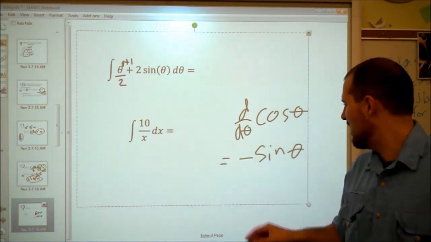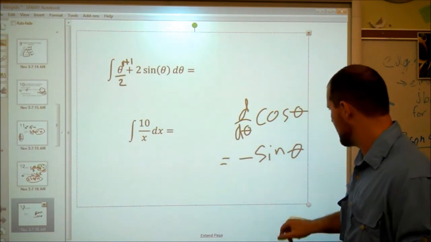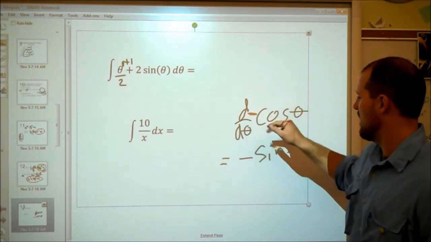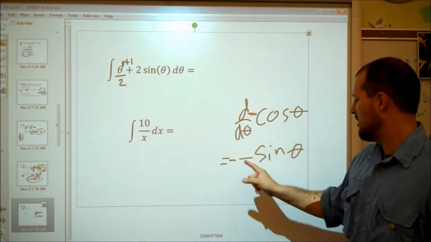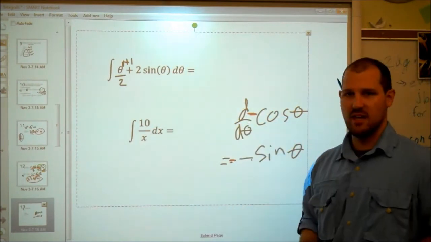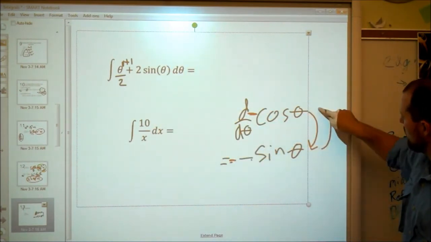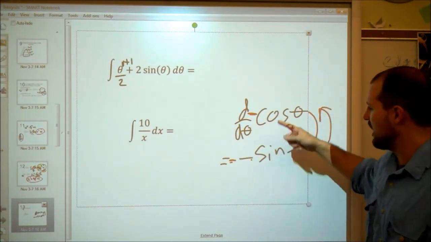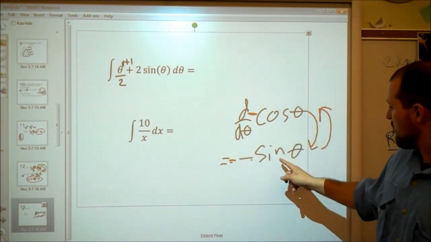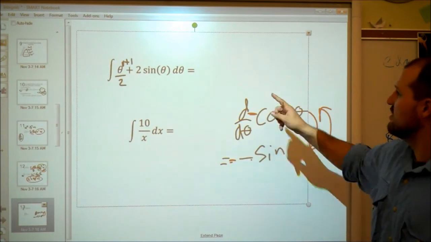Okay, so that's not it. We're close though. How could I fix that? I could make that negative cosine, and that would bring a negative here. Minus a negative would be positive. So that means derivative works downward, integral works upward. That means going up the chain, the antiderivative of sine is negative cosine.